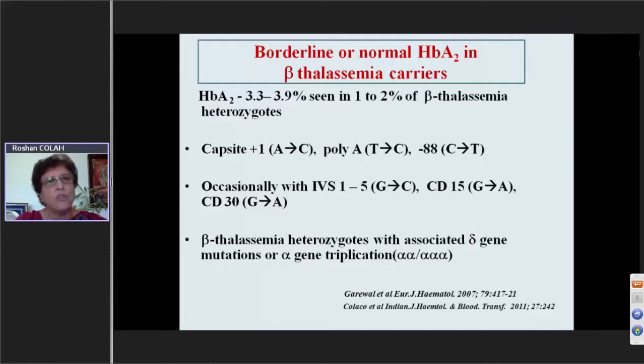But more and more cases are now being seen where you have borderline A2 even with common and severe mutations like the IVS15, codon 15 and codon 13 mutations. You could also see this if heterozygotes have associated delta gene mutations, then A2 can be reduced very much, and alpha gene triplication.